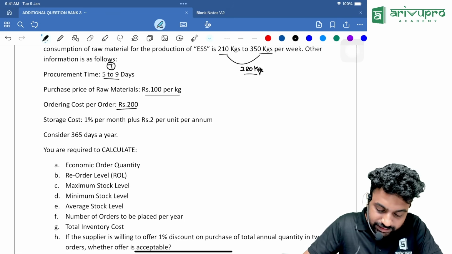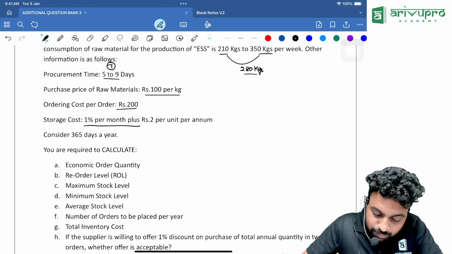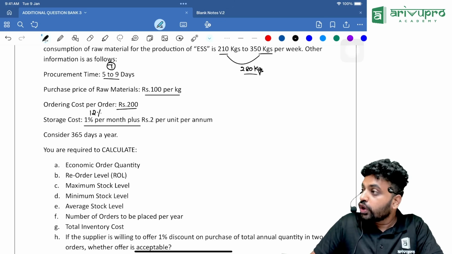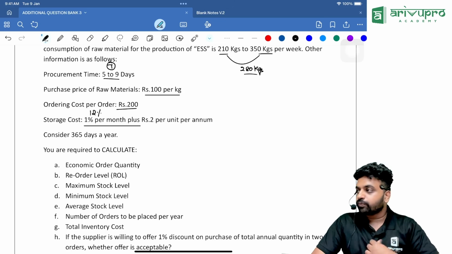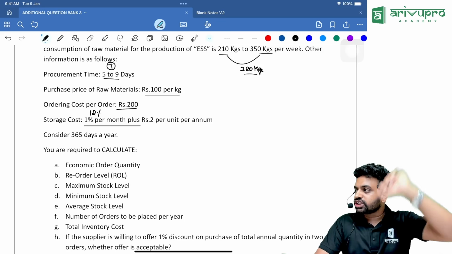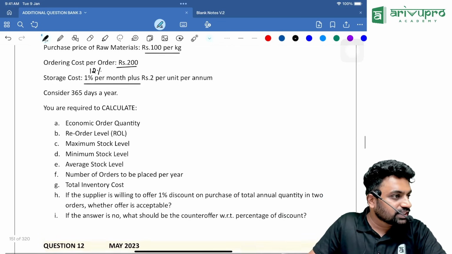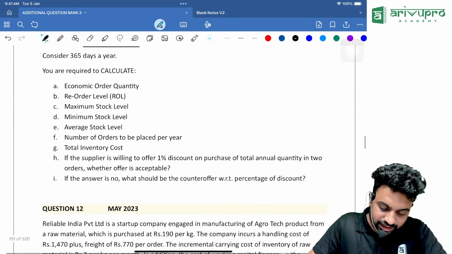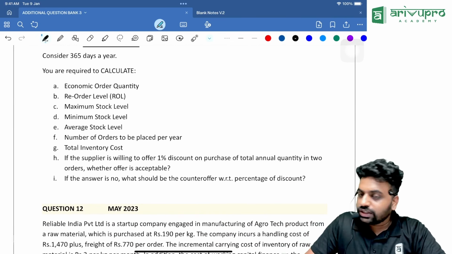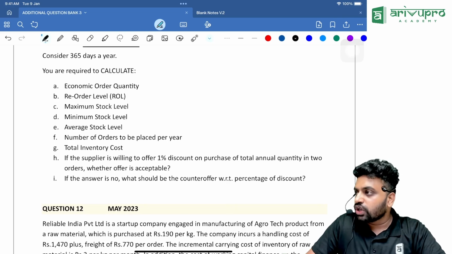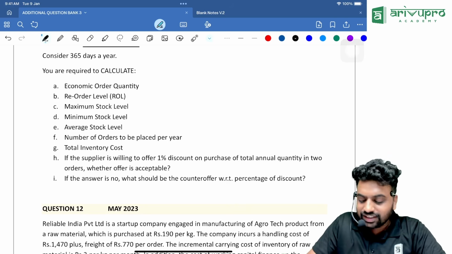Ordering cost is rupees 200. Storage cost is 1% per month, which means 12% per annum, plus rupees 2 per unit per annum. Consider 365 days in a year. Now you are required to calculate 1. EOQ, economic order quantity, 2. ROL, 3. maximum stock level, minimum stock level, average stock level, number of orders to be placed in a year, and total inventory cost. Till here it's peace.